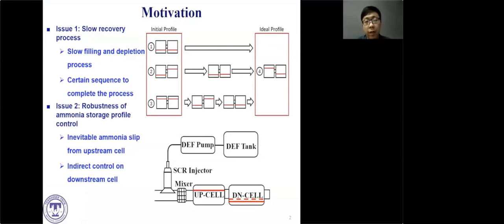It is about the ammonia distribution control for a 2-cell SCR system in a new configuration. The paper is motivated by the existing problems in the conventional system. The first issue is the slow recovery process, which is due to the slow dynamics in the SCR system and also the certain sequence that the conventional system has to follow during the transition process. The second issue is the robustness of the ammonia storage profile, which is due to the inevitable ammonia slip from the upstream cell to the downstream cell, and also the lack of control in the downstream cell.